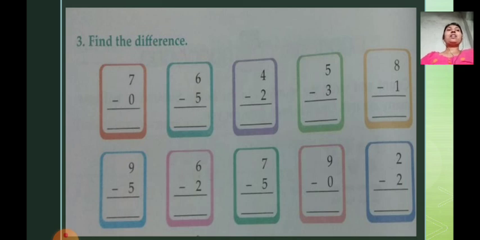Yes. And what is the answer of addition called? When we add two numbers and get the answer, we call it a sum, and when we subtract the numbers and get the answer, we call it a difference. So find the difference means you have to subtract these numbers. Okay, here the subtraction is given vertically. Okay, so first subtraction, 7 minus 0.